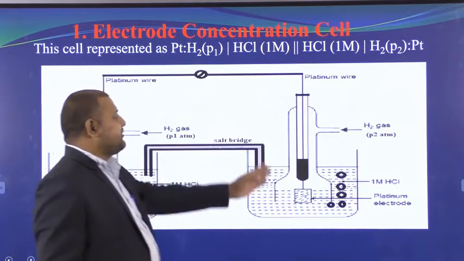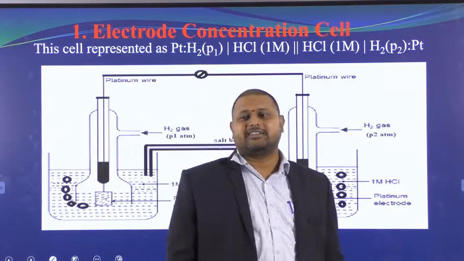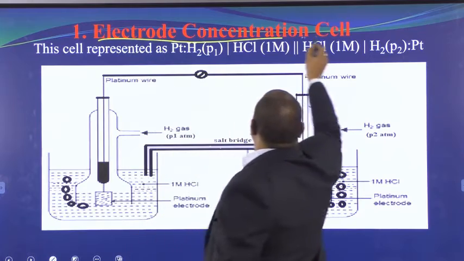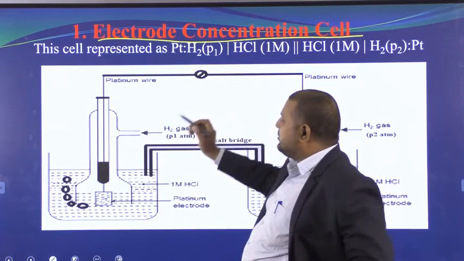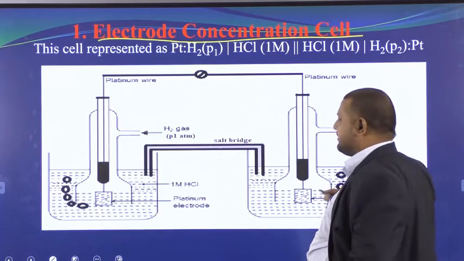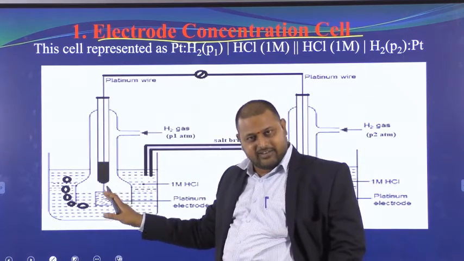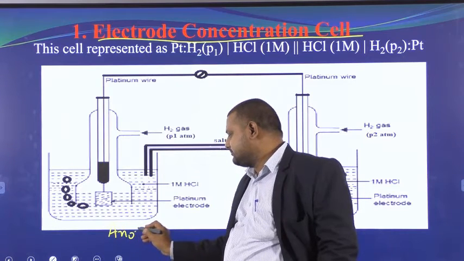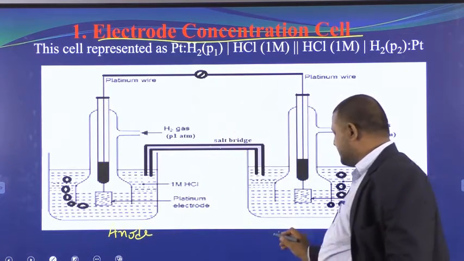This is the example of an electrode concentration cell. Look carefully: one acts as the cathode and the second is the anode. The left one is always the anode. So this is the anode and this will be the cathode.